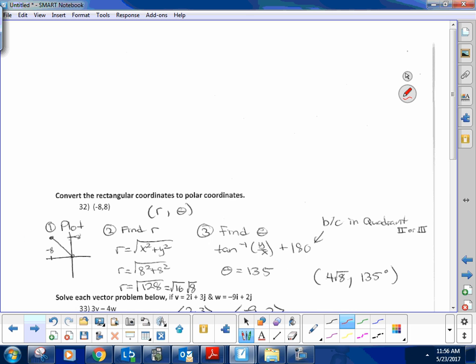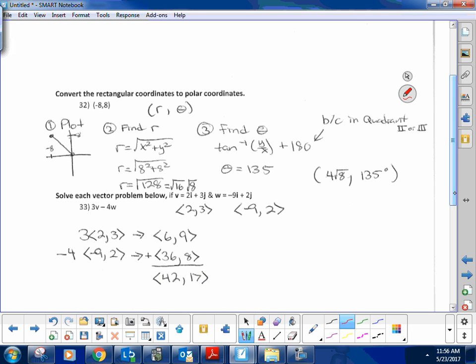On question 32, they want us to convert from rectangular coordinates to polar. Now, the first most important thing to do when you do this is to plot. I have the power and the benefit of knowing this is quadrant 2. Remember, all polar coordinates are given an r and angle value. So we have to find the magnitude. This is r. And I also have to find the angle. So I'm doing this first. I need the r value.